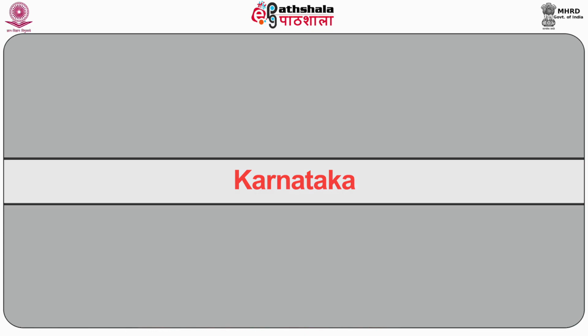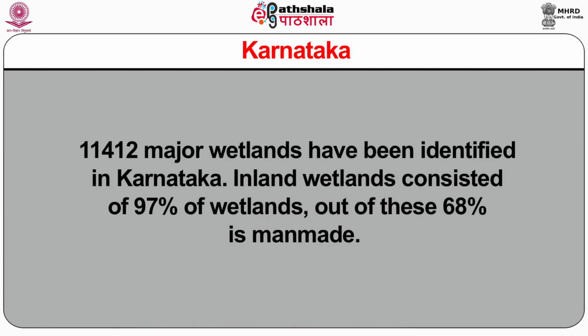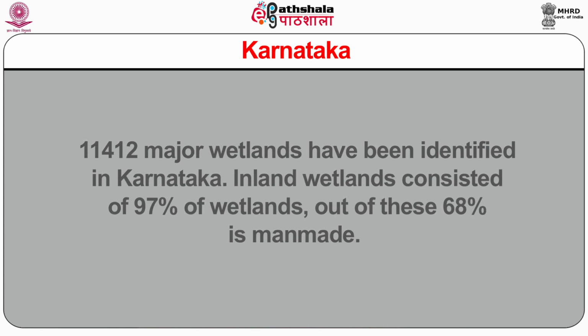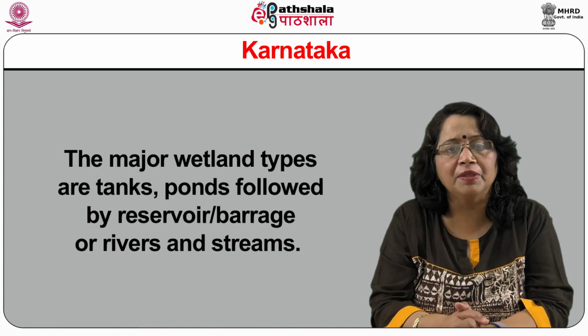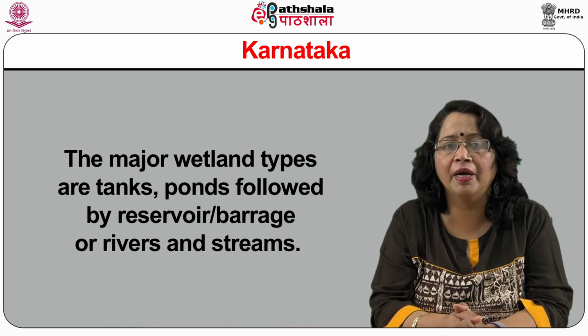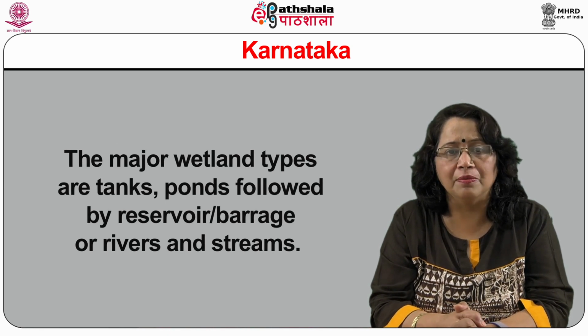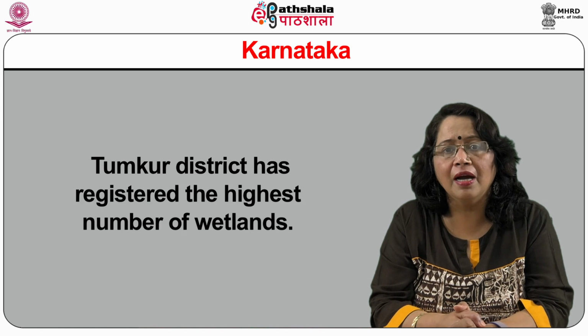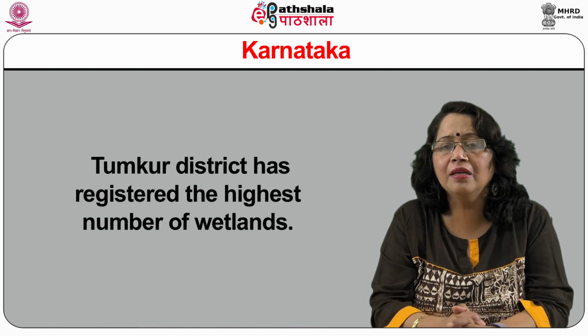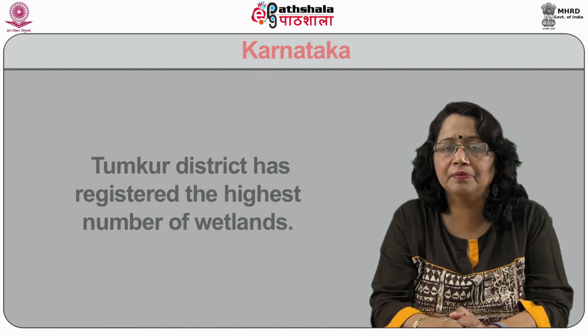Karnataka. 11,412 major wetlands have been identified in Karnataka. Inland wetlands make up 97% of wetlands. Out of these, 68% is man-made. The major wetland types are tanks, ponds, followed by reservoir, barrage, or rivers and streams. Tumkur district has registered the highest number of wetlands.